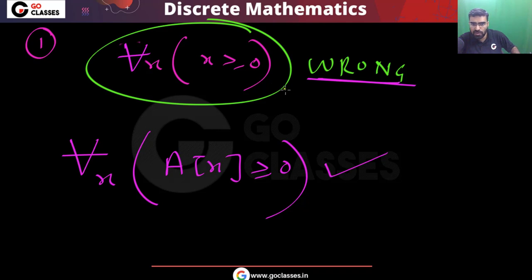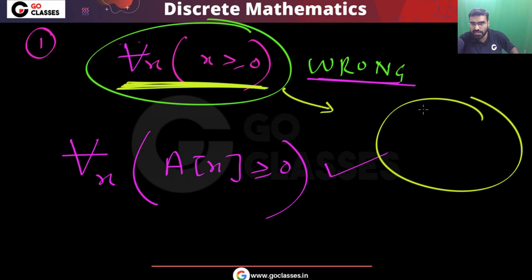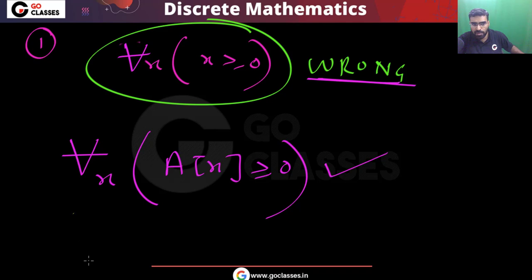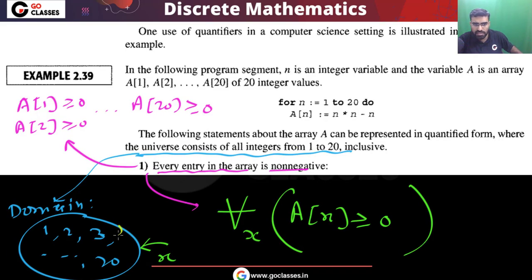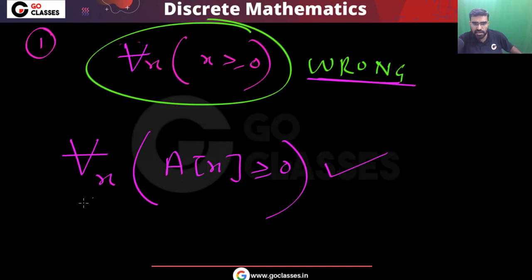Now remember, the earlier answer would be correct if the domain contains array values. So very simple, you can say this answer will be correct if the domain contains A1, A2, A3, up to A20, meaning the domain contains array values. But in the question, the domain contains 1 to 20. It is given to you in the question: the universe contains integers from 1 to 20. So that is the reason the correct answer for the first part is this.